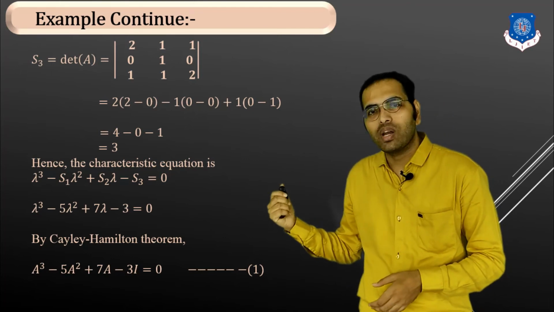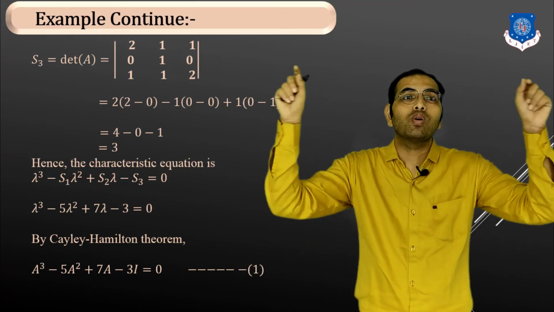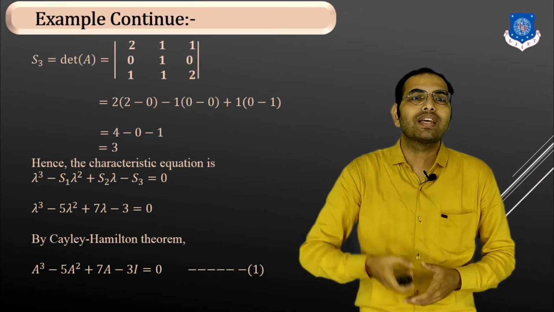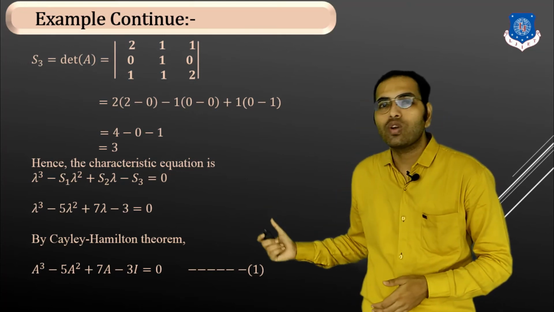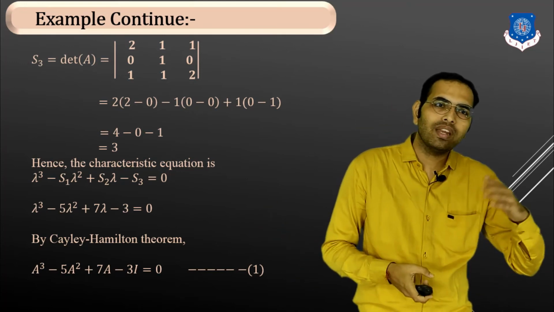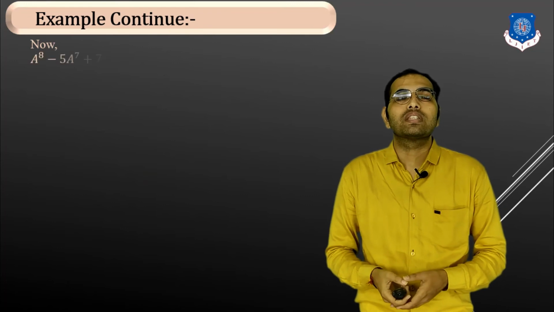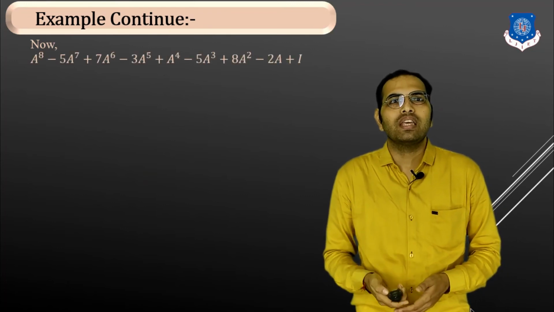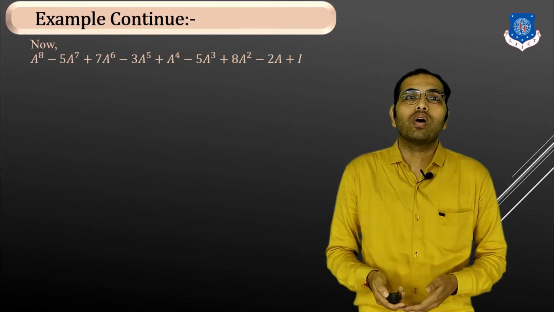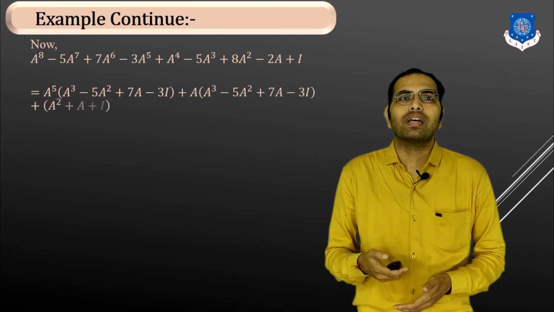That is our equation number 1. With the help of that equation, we can find the long polynomial form of the matrix representation. Here, according to the Cayley-Hamilton theorem, the characteristic polynomial is equal to 0, which is already verified in the earlier example. Now we have the polynomial form, which is A^8 - 5A^7 + 7A^6 - 3A^5 + A^4 - 5A^3 + 8A^2 - 2A + I.